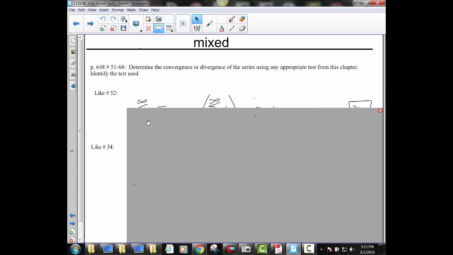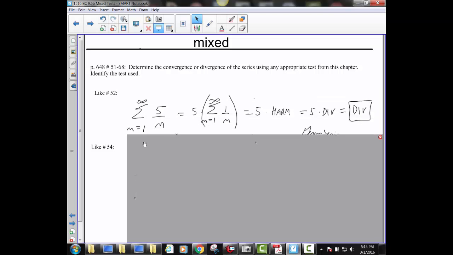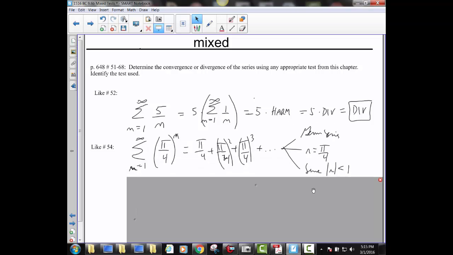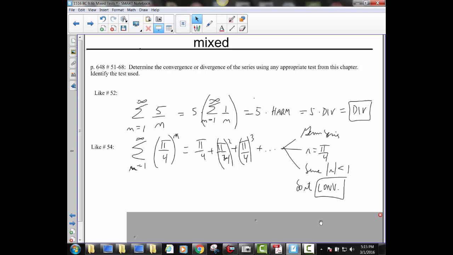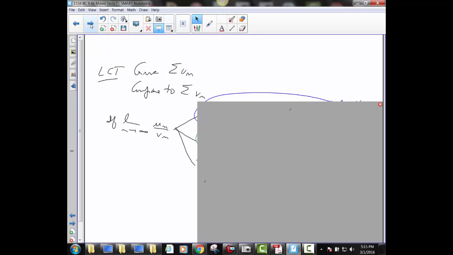So this is like number 52. So 5 over n, very easy. Pull out the 5. It's 5 times the harmonic, which is 5 times divergent, which is divergent. This is like number 54. If you write it out, you'll notice it's a geometric series. The common ratio is pi over 4. Keep in mind that's 3.14 over 4. Since the absolute value of r is less than 1, the series converges. They don't ask you what it converges to. They just want to know if it converges or diverges.